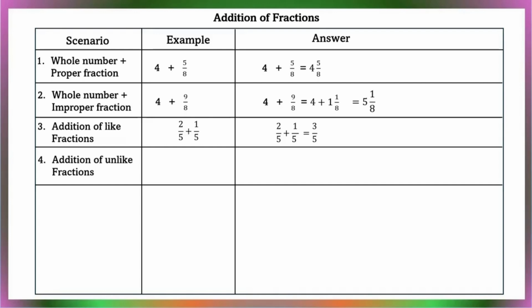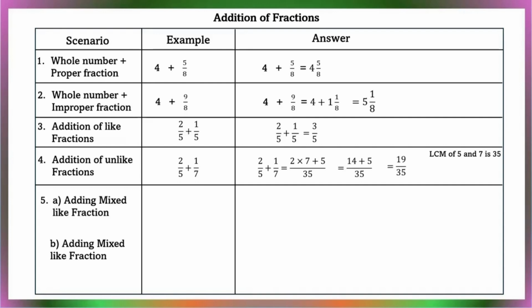Scenario 4. Addition of unlike fractions. Find the LCM of denominators 5 and 7 to make the fractions have a common denominator. Here, the LCM of 5 and 7 is 35. After that, add the fractions and simplify the answer if needed.